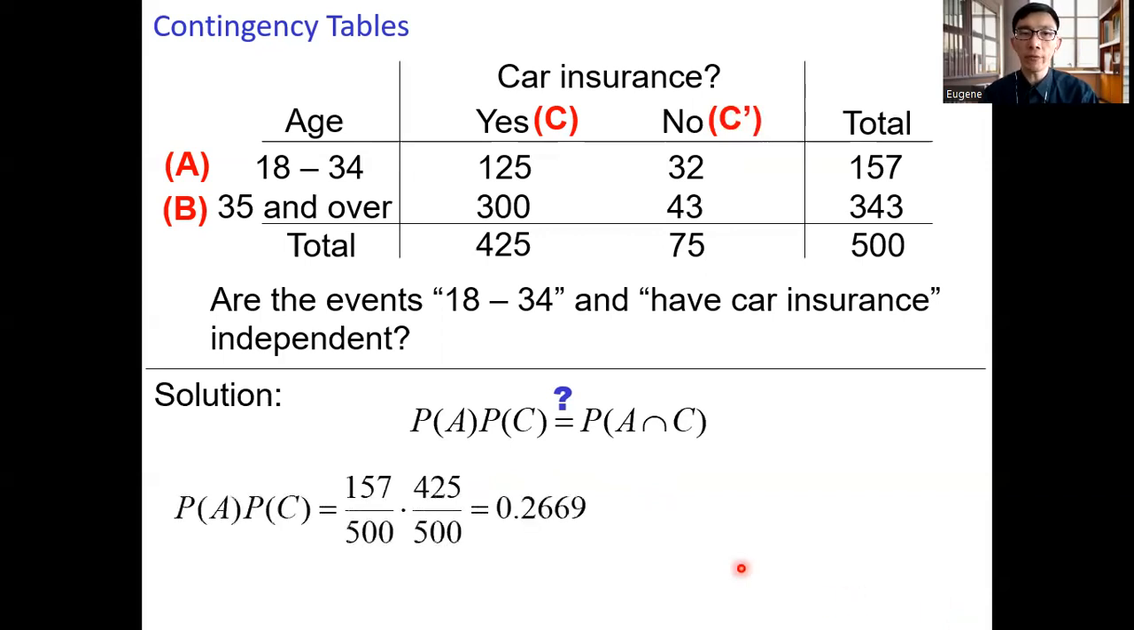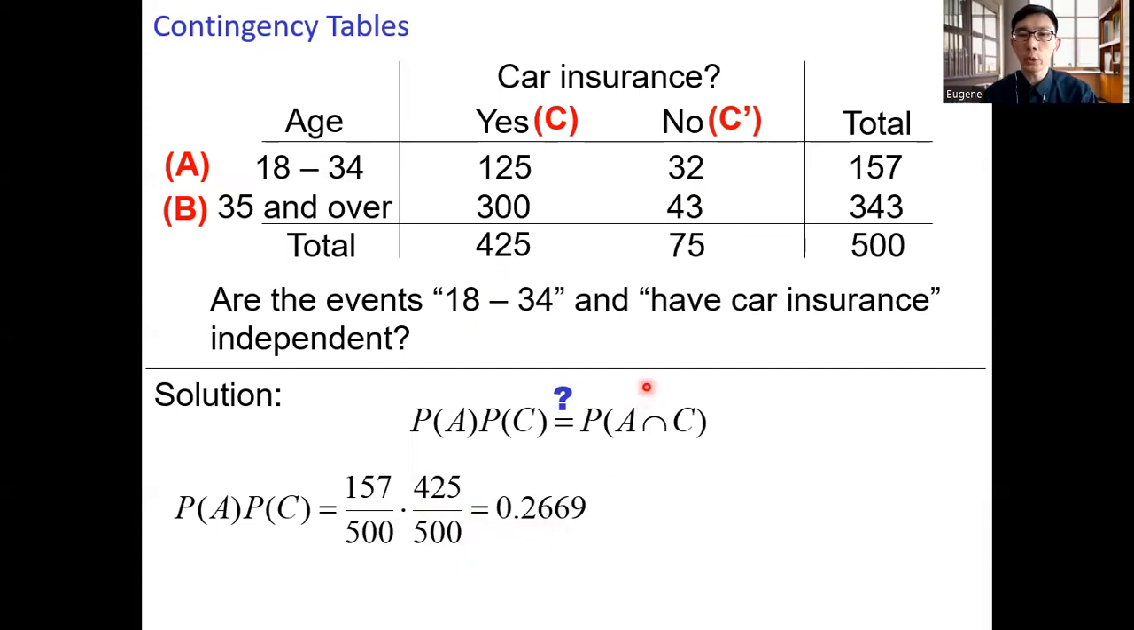Okay, what is the probability of A? The probability of A equals 157 divided by 500. This is the probability that the driver is in the age group between 18 and 34. And then the probability of C corresponds to the probability that the driver has car insurance. And the expression for C is 425 divided by 500. Upon calculation, we get the probability of A times the probability of C equals 0.2669.